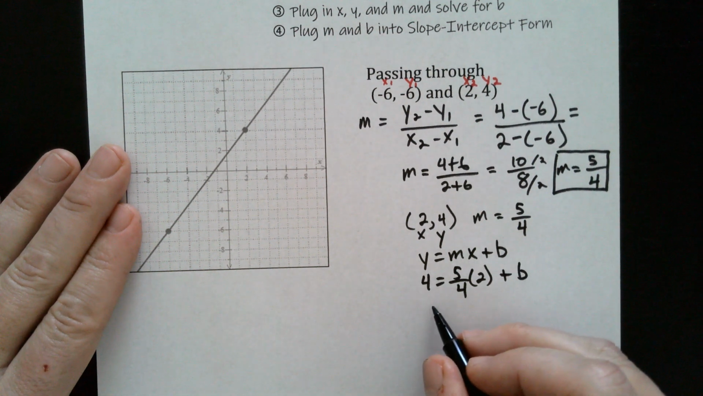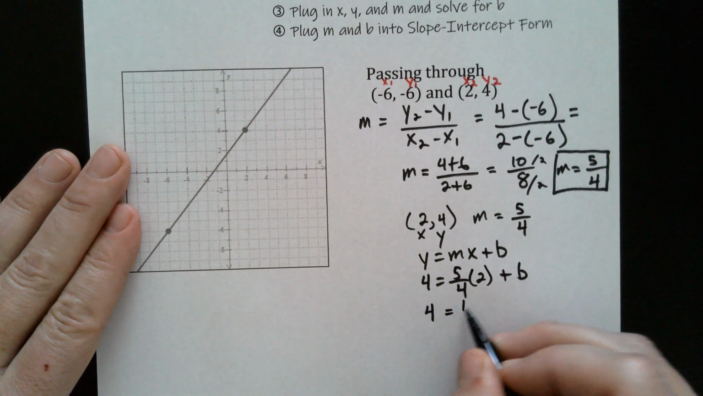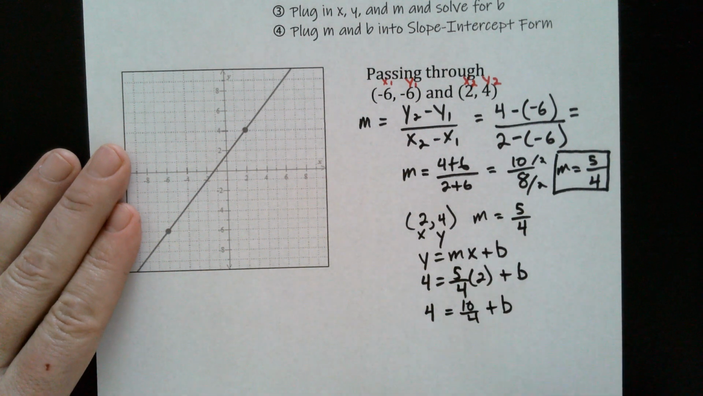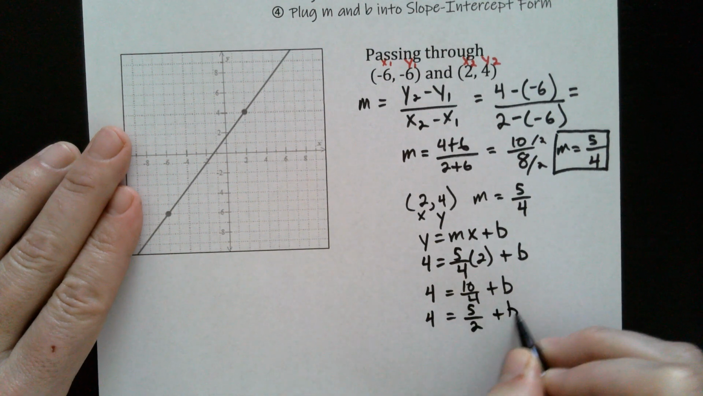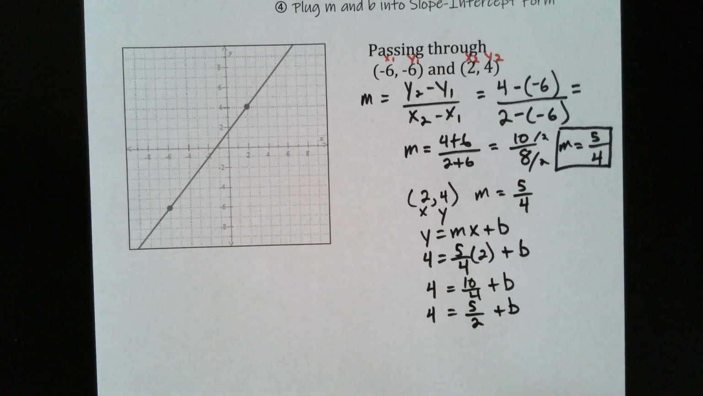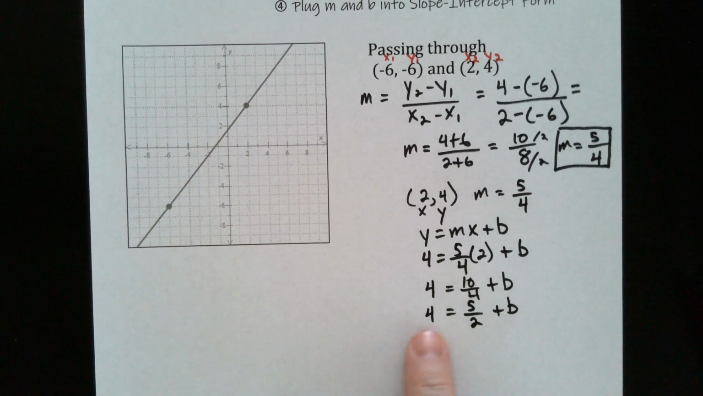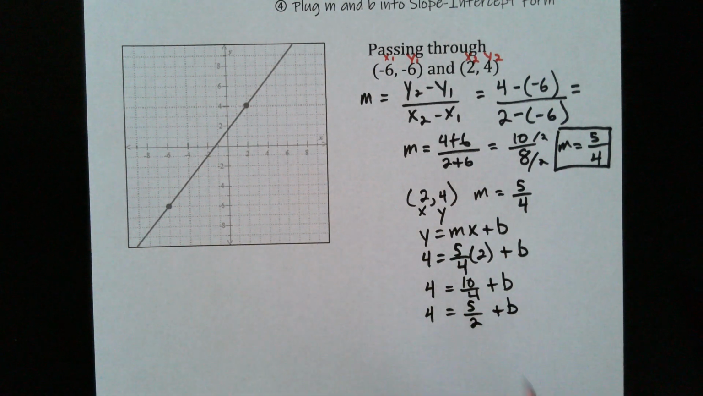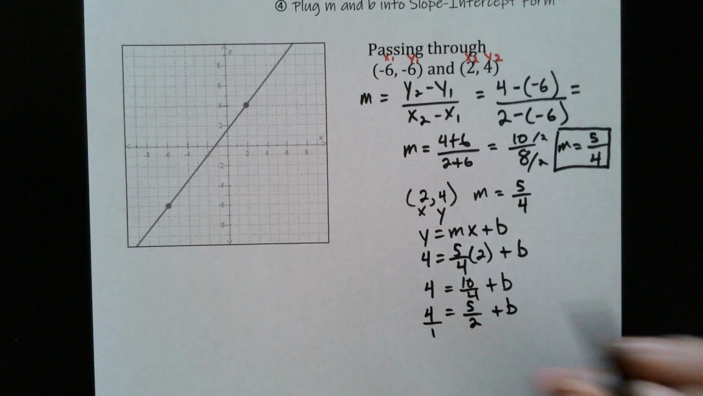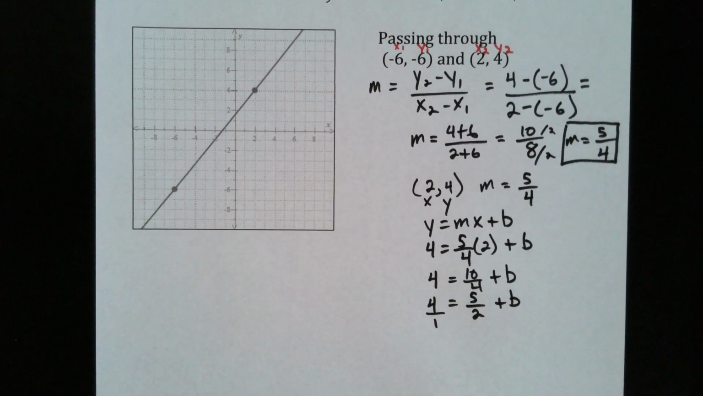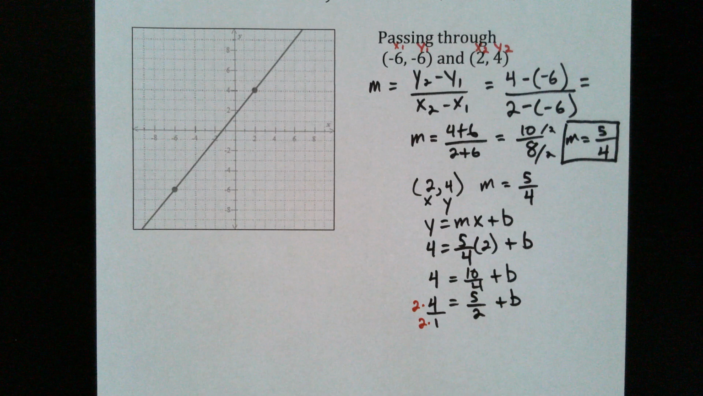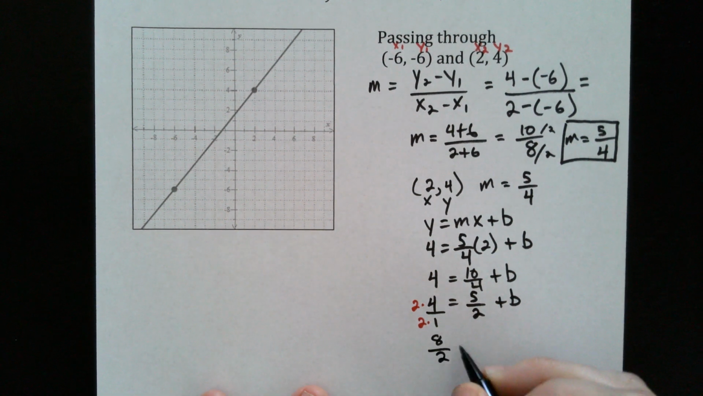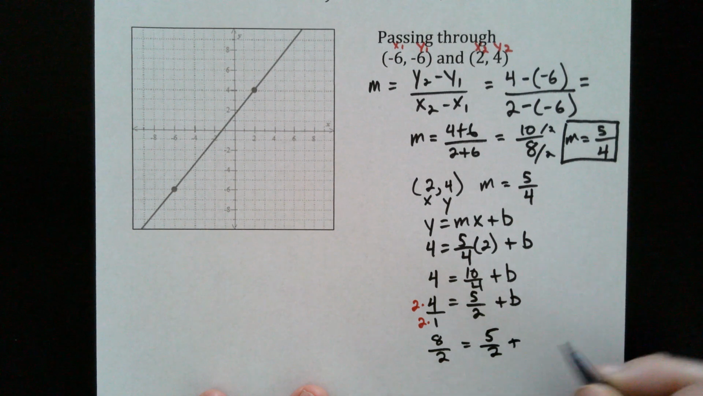So 4 is equal to 10 over 4 plus b, which will reduce to 5 over 2. So 4 equals 5 over 2 plus b. We're going to have to subtract that 5 over 2 to the other side, but first let's put 4 with the same denominator as that. If I want to write it as a fraction, I need to put a 4 over 1, and I need it to have a 2 on the bottom. So I need to multiply by 2, which means I do the same thing to the top. That becomes 8 over 2, which is the same thing as 4. So here we go: 8 over 2 is equal to 5 over 2 plus b.